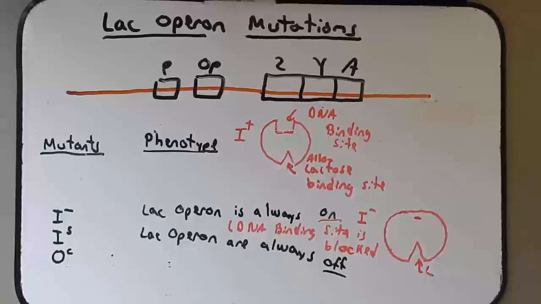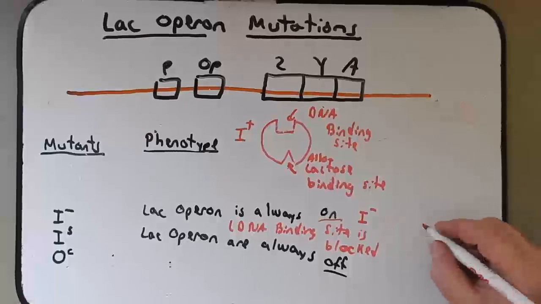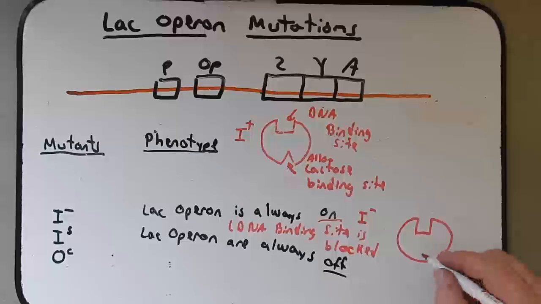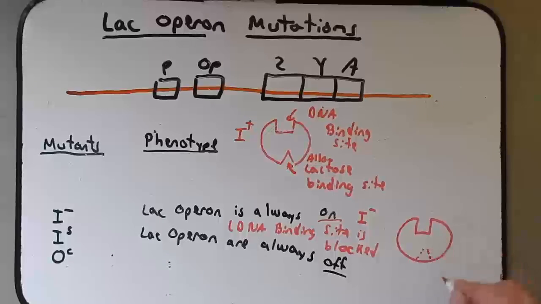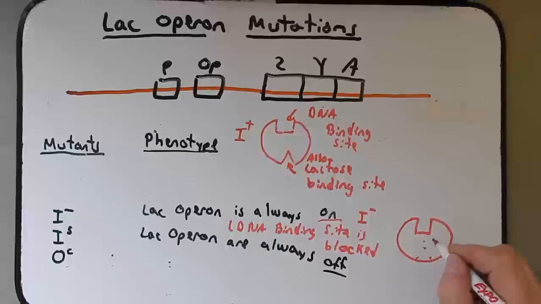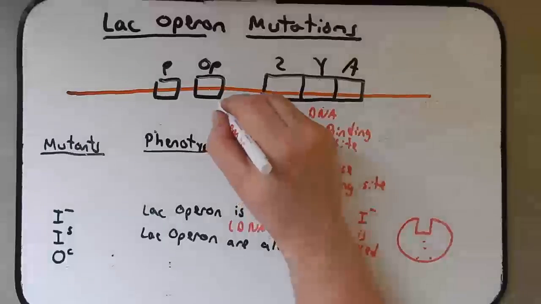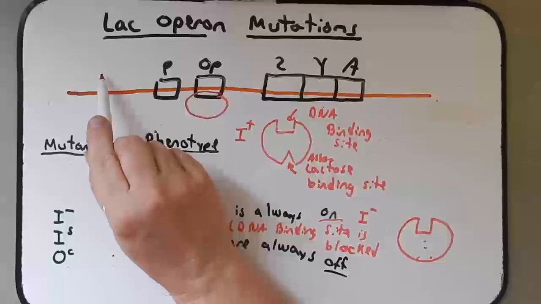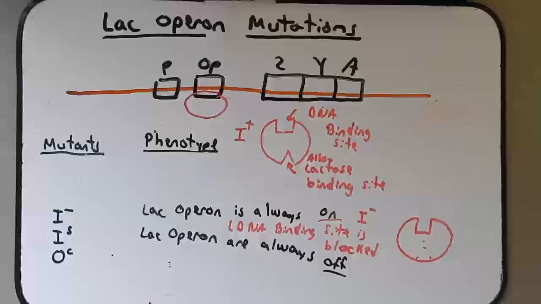So let's draw what the repressor is going to look like in these mutants. It's going to be just the opposite. The DNA binding site is still available, but now where this lactose binding site used to be, it is now gone. And so now this LAC-S, or the super repressor, will always be bound to the operator. It will always prevent RNA polymerase from transcribing these genes.